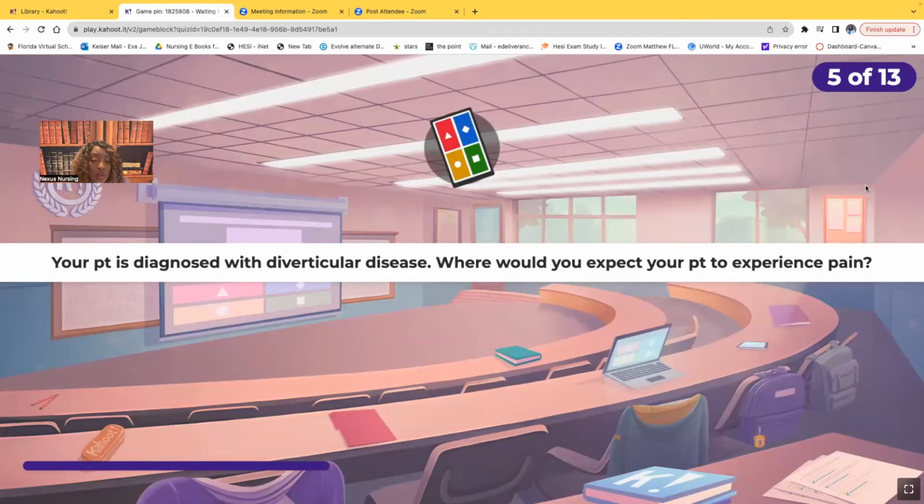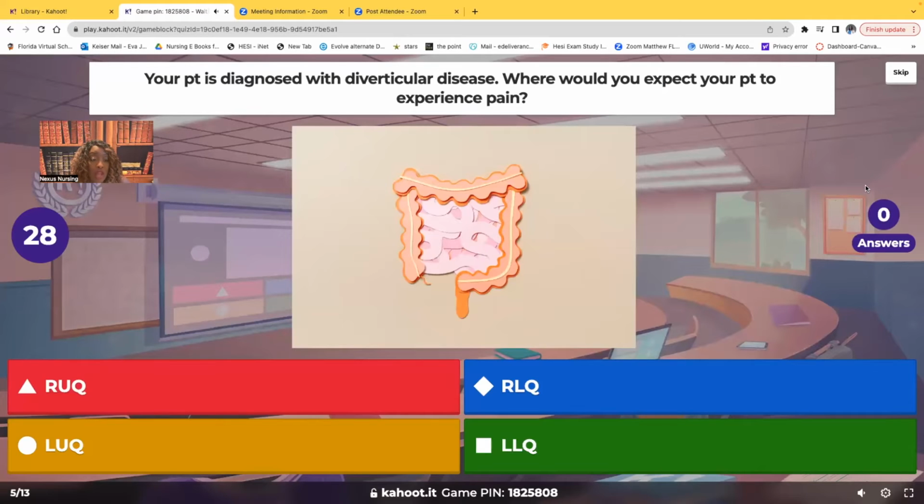Your patient's diagnosed with diverticular disease. Where would you expect your patient to experience pain? Would it be the right upper quadrant? Would it be the right lower quadrant? Would it be the left upper quadrant? Or would it be the left lower quadrant? Which quadrant would you expect your patient to have pain if they had diverticular disease?